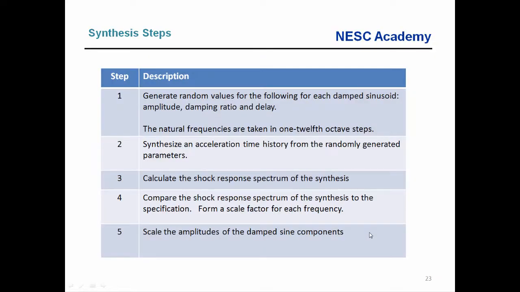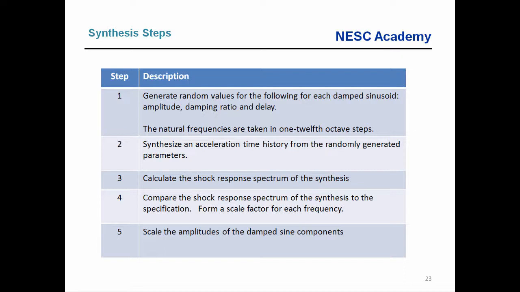Before I show the results, here are the all-important steps. In step 1, we're going to generate random values for the following for each damped sinusoid: the amplitude, damping ratio, and delay. Those are the three parameters needed to define a damped sinusoid. And we're going to take the natural frequencies in 1/12 octave steps, so we do this for a family of natural frequencies. In step 2, we synthesize an acceleration time history for the composite. And in step 3, we calculate the SRS of the synthesis.